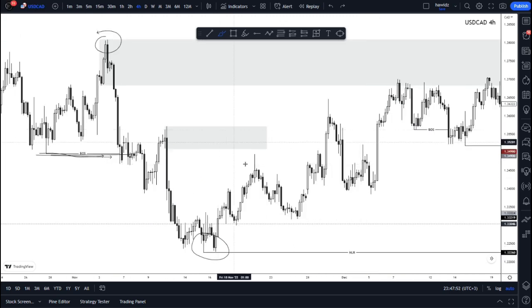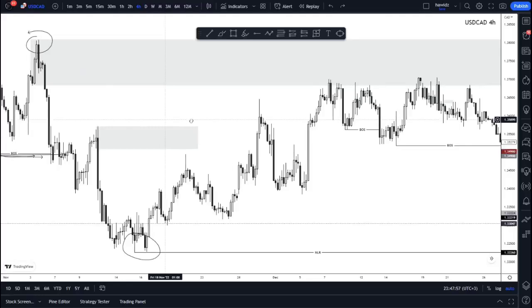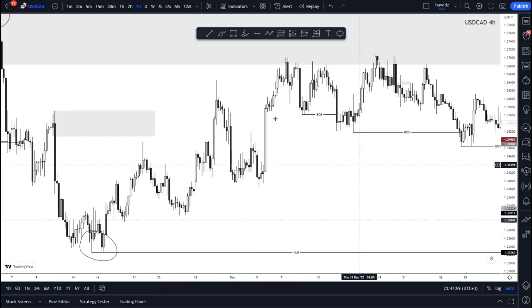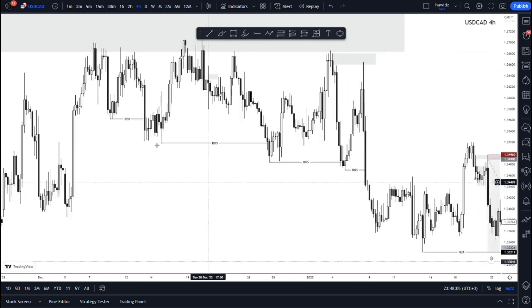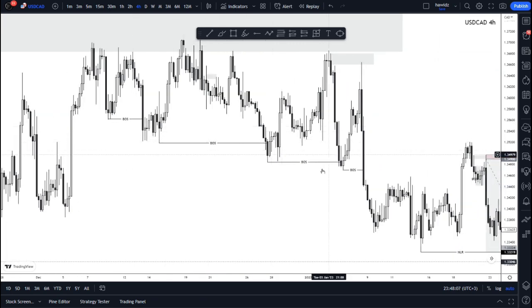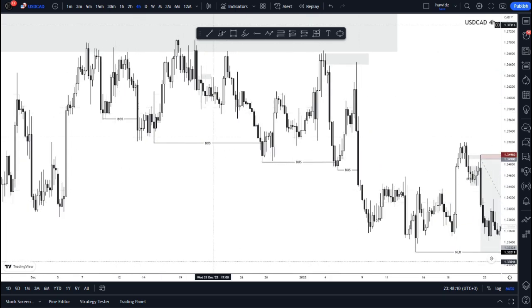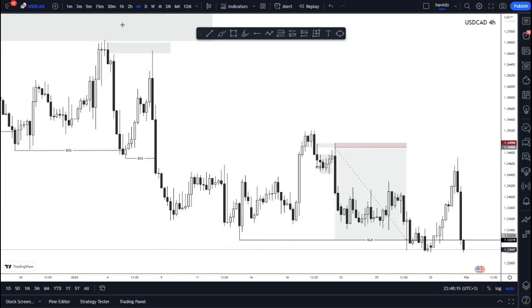Now, that being said, like I said before, this is the area that initiated the move to break the structural point. Hence, price went back, respected this area, and now gave us confirmations towards bearish price action, in which we had multiple entries. But the main entry that I want to talk about is this one.